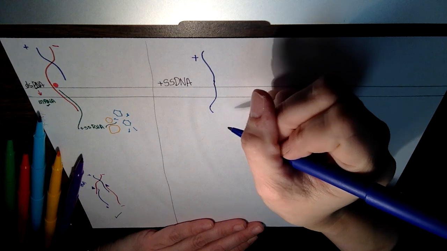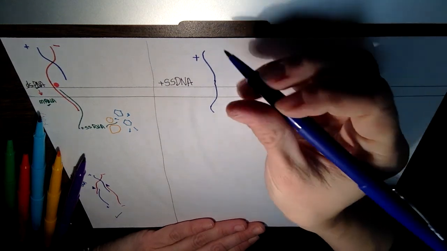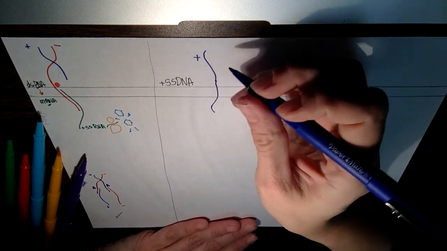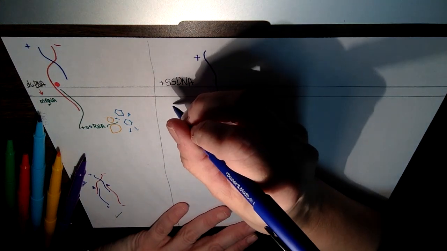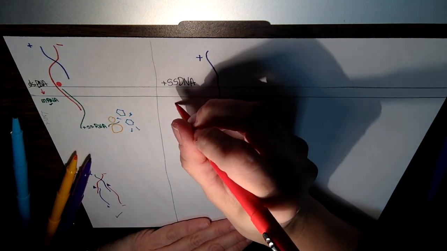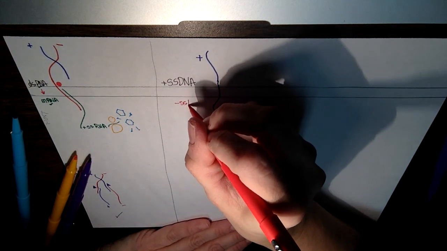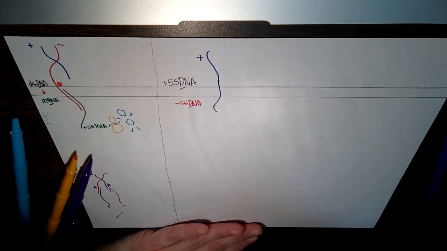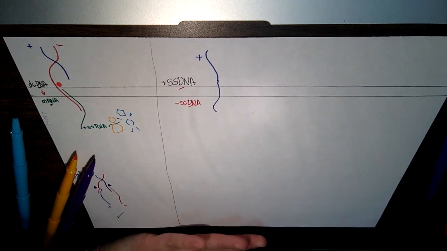So what we first need to do is take this single-stranded DNA and make a negative strand. We need to make a negative single strand of DNA. So we're going from DNA to DNA. DNA to DNA, what enzyme do we use?